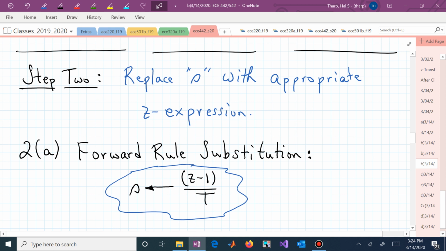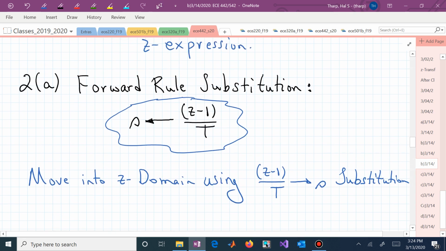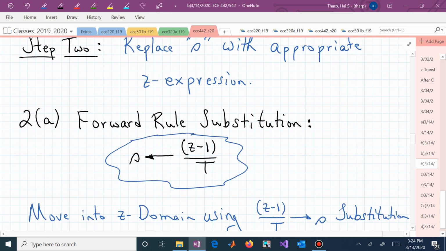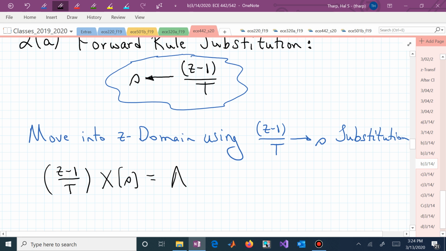And the forward rule, again, was simply replace s with this factor z minus 1 over T. If we do that in what we just derived, we can now say that we have z minus 1 over T, that's the s, times capital X of s, equaling A X of s plus B E of s.